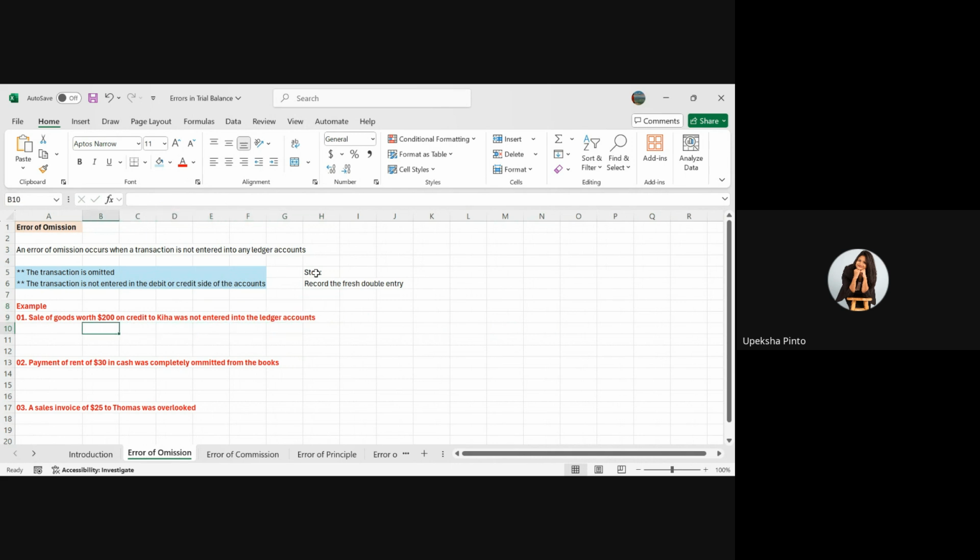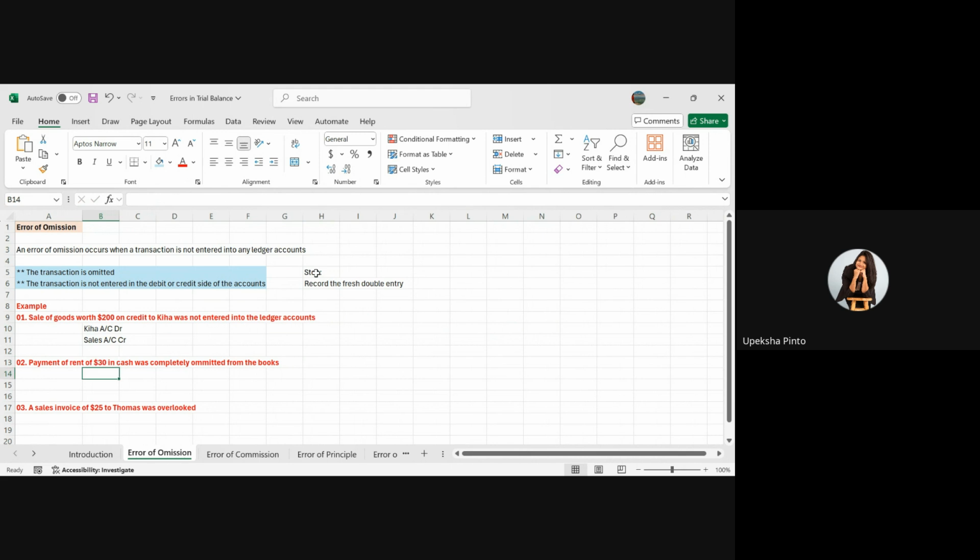Sale of goods worth 200 on credit to Kiha. Selling means it's an income, so the sales account is credited. You're selling to Kiha, which means Kiha is a trade receivable. A trade receivable is an asset, and assets are debited. So just a fresh double entry: Kiha account debit. Why Kiha debit? Because it's a trade receivable. Why sales credit? Because it is an income. That's how the double entry works over here.